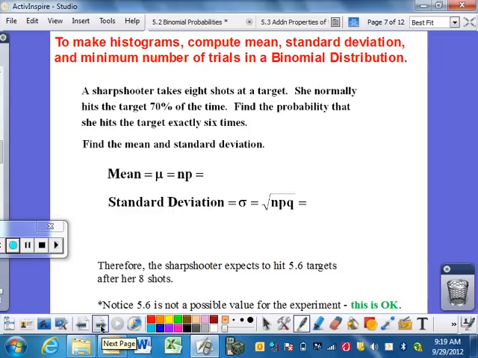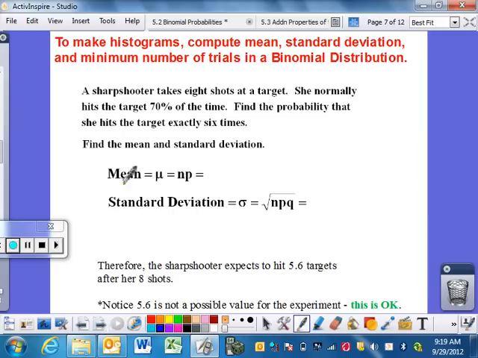Oh no, I didn't do this problem. A sharpshooter takes 8 shots at a target. She normally hits 70% of the time. Hopefully this is a refresher from the last section. What's the probability she hits exactly 6 times? We're finding the mean and standard deviation now, not the probability that she's actually going to do it.